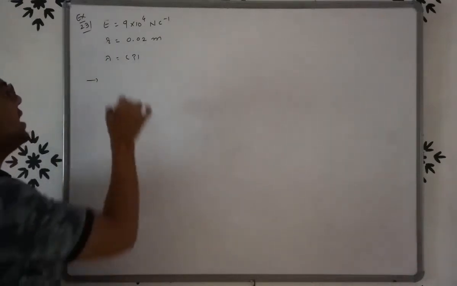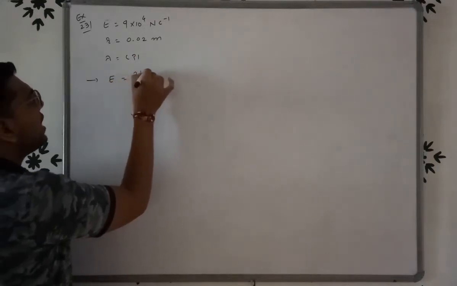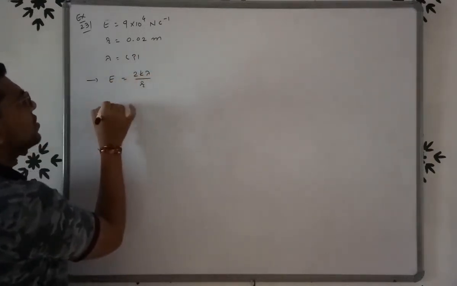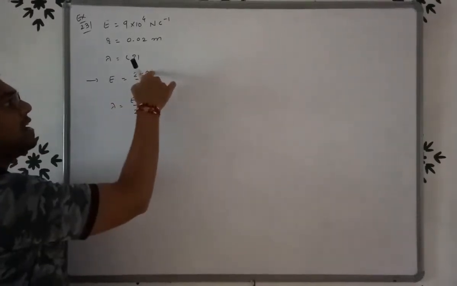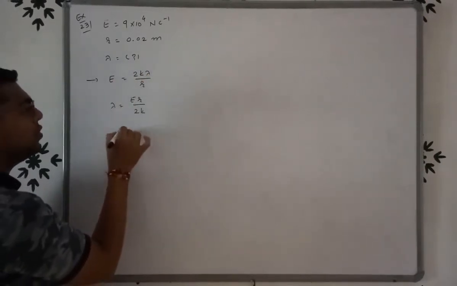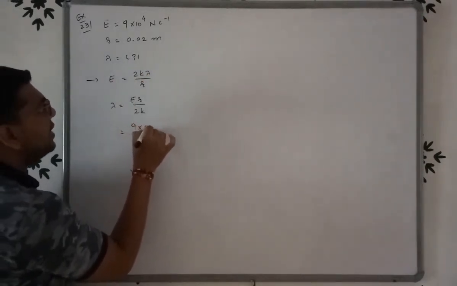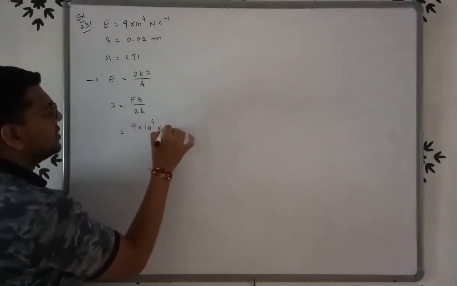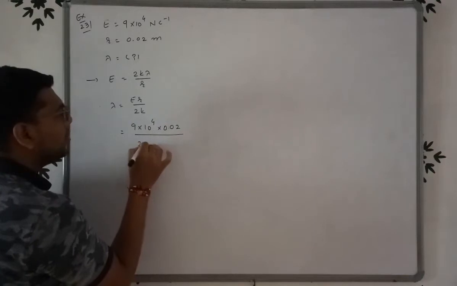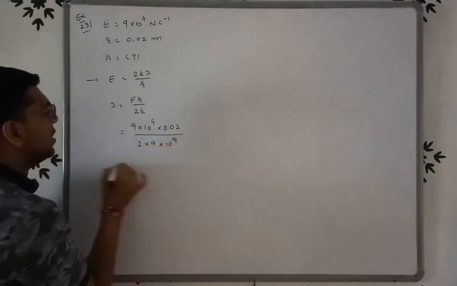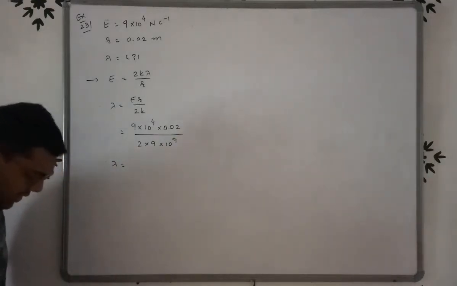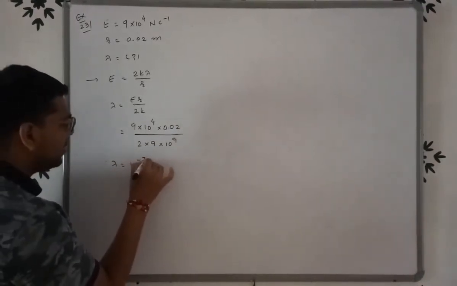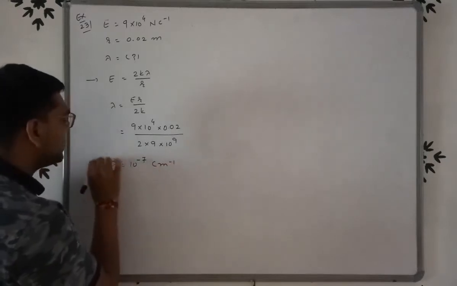So we know the formula: electric field E is equal to 2k lambda upon R. So lambda is equal to ER upon 2k, right? Value of electric field 9 into 10 raised to 4, distance 0.02, upon 2, value of k 9 into 10 raised to 9. So after the calculation you will get the answer 10 into 10 raised to minus 7, and the unit of lambda is coulomb meter inverse, right?